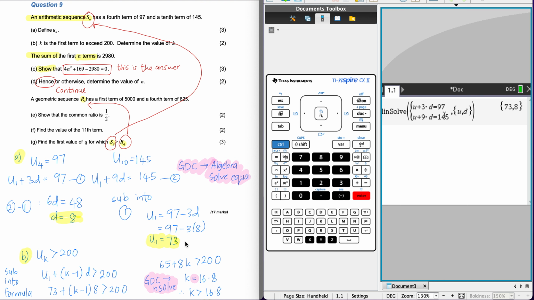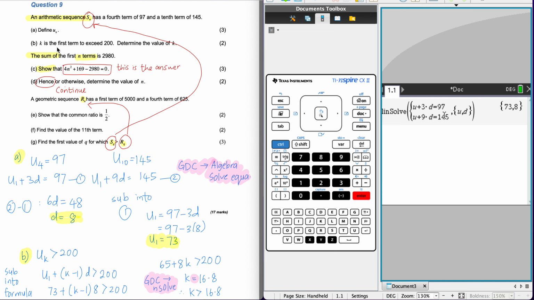Define un. I think we haven't put in the un term yet. So for un, you have to put it in the formula. Therefore, un equals 73 plus n minus 1 times 8, since d is 8. When you expand, you get 65 plus 8n. So un is 65 plus 8n.